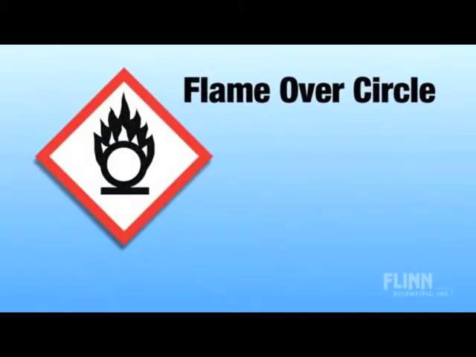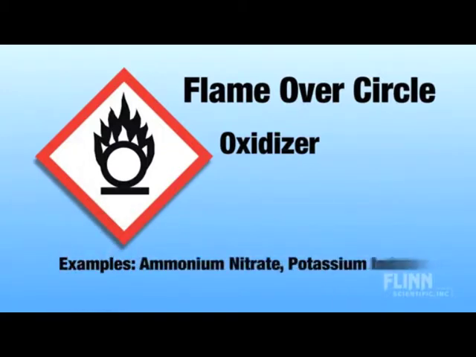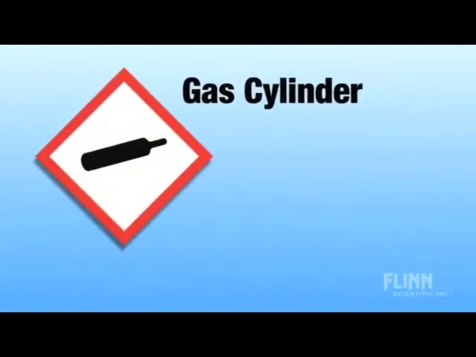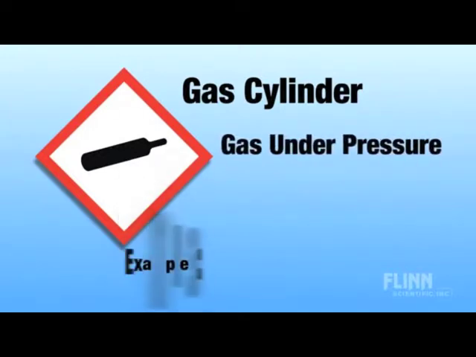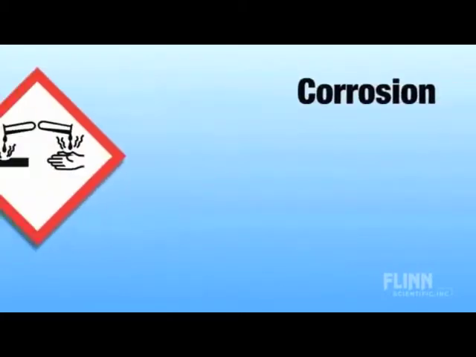The third pictogram has an O underneath that flame. That stands for an oxidizer. An oxidizer is anything that adds oxygen to a flame. Familiar oxidizers are, of course, ammonium nitrate, potassium iodate. The fourth pictogram is a gas cylinder, and this is self-explanatory for gases that are under pressure. An example, hydrogen, oxygen, and so on.